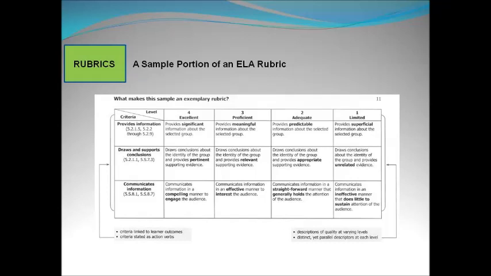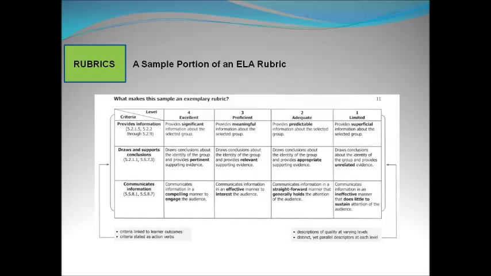So the point is when you make a decent rubric, the criteria that you choose to include ought to be distinct from one another along that left-hand margin. You see that each one of those is quite distinct from the other one. And also the criteria ought to link directly to the learner outcomes.